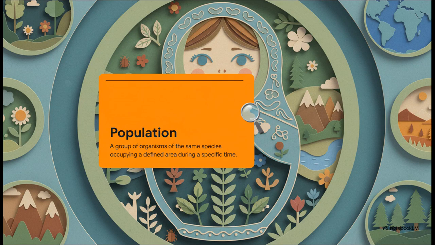Okay, now let's pop open that first doll. What happens when you get a whole bunch of those individual deer together? You get a population. Now the key phrase here is same species. They're all the same kind of animal, sharing the same space. So one deer is an individual, a whole herd of deer is a population.